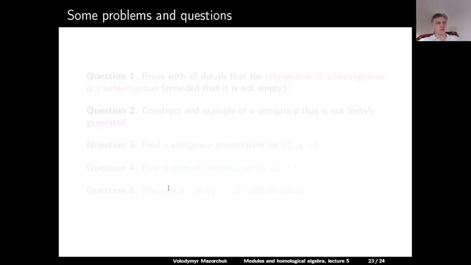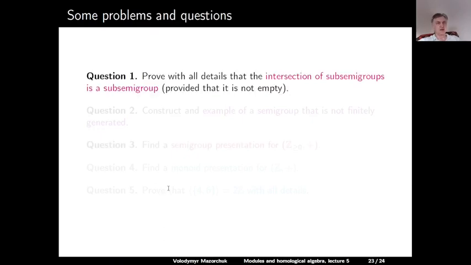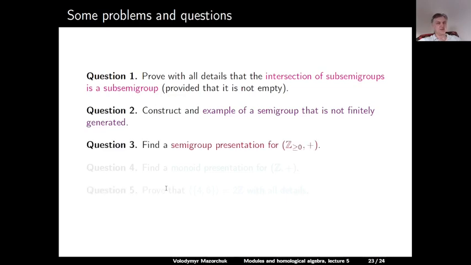And at the end, some problems and questions. Question 1. Prove with all details that the intersection of subsemigroups is a semigroup, provided that it is not empty. Question 2. Construct an example of a semigroup that is not finitely generated. Question 3. Find a semigroup presentation for the semigroup of all non-negative integers with respect to addition. Question 4. Find a monoid presentation for the monoid of all integers with respect to addition.